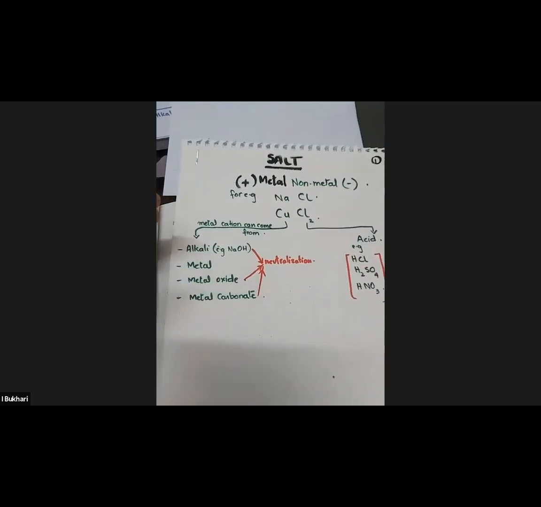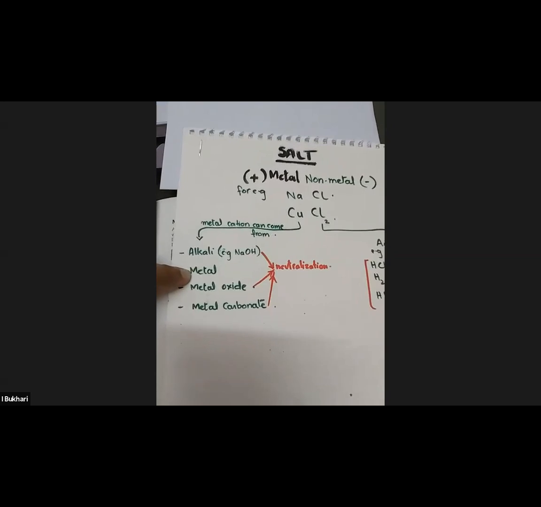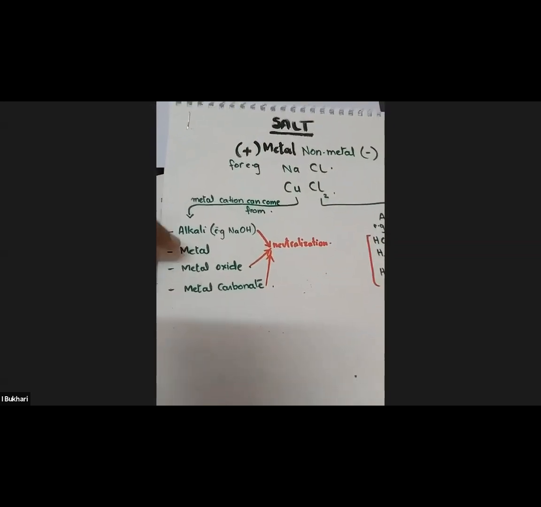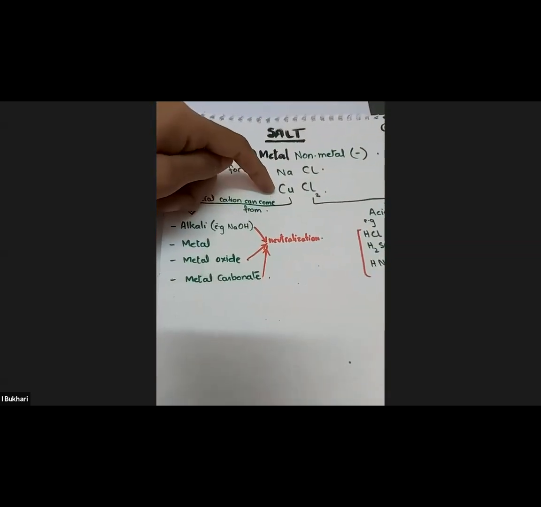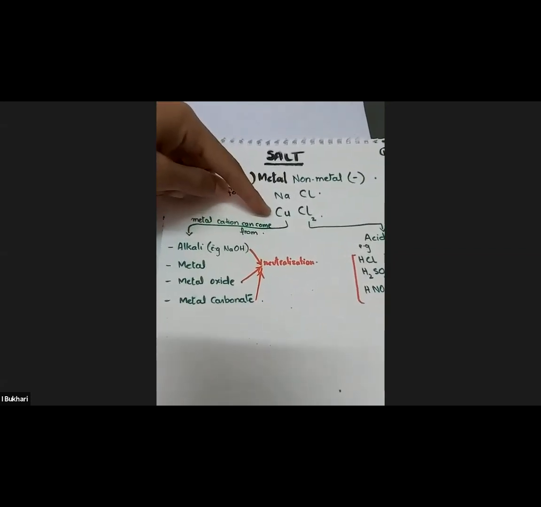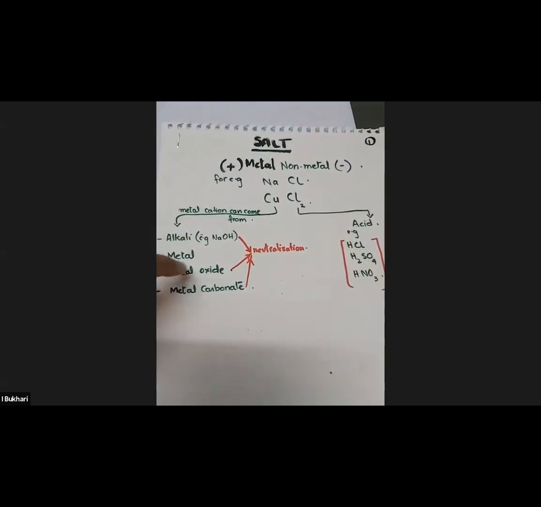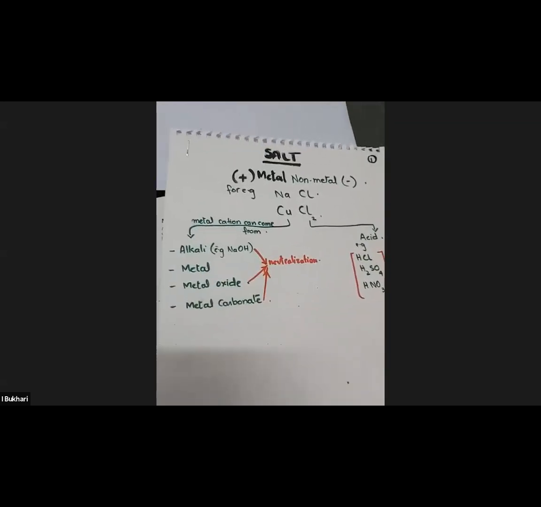Now, where does the metal come from? The metals can come from a variety of sources. One is from the metal itself. That's easy. For example, sodium can react with hydrochloric acid, right? And then we can give you sodium chloride, right? So one is metal.